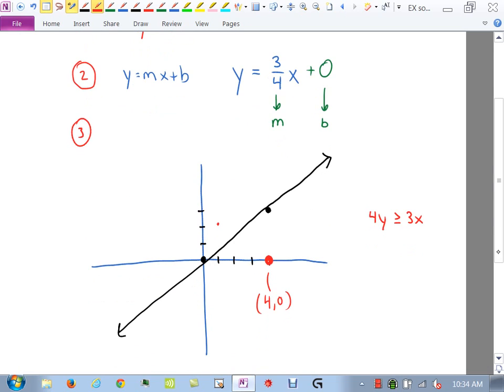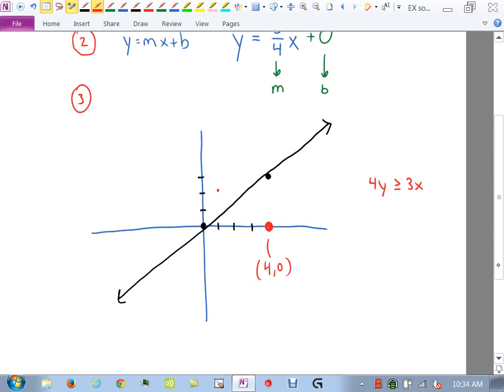So I'm plugging in what for what here? If I plug in 4, 0, the y is what? 0, so I get 4 times 0. Is that bigger than 3 times what's x? 4. Is 0 bigger than or equal to 12? Not today. So that point does not work, which means everything on the other side of the line should. So I shade the other side.